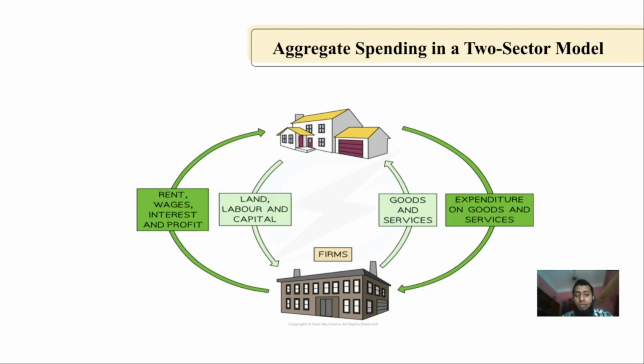Today, I will be presenting a video on aggregate spending in a two-sector model. I hope this video helps you understand the key concepts clearly. Let's get started.